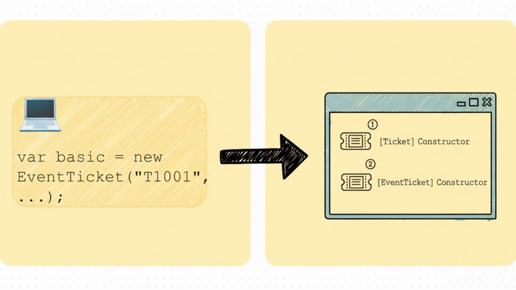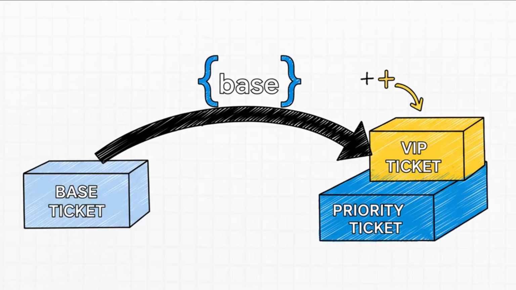And here's the proof. When we actually create a new event ticket, just look at the output. The very first thing that gets printed to the console comes from the base ticket constructor. It's only after that's done that the event ticket gets to run its own constructor logic. It works exactly in the order we need it to. And that really is the main idea here. The base keyword is our guarantee that objects get built from the ground up in the right order. The foundation is always poured and set before we start adding the fancy custom stuff on top.